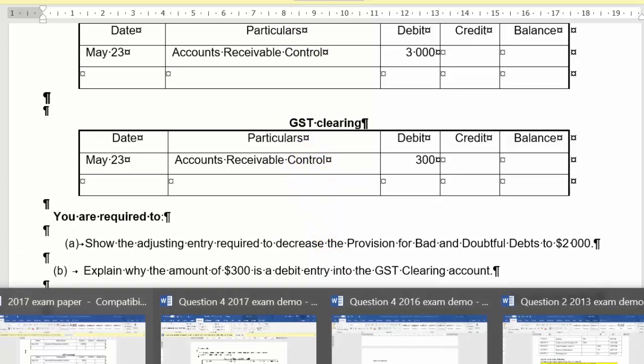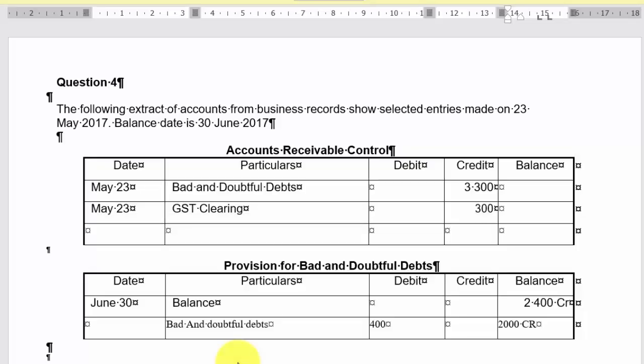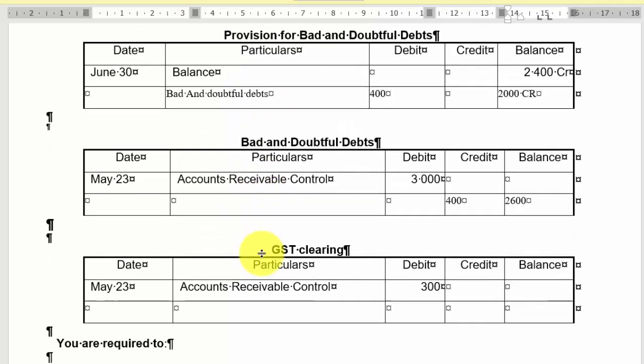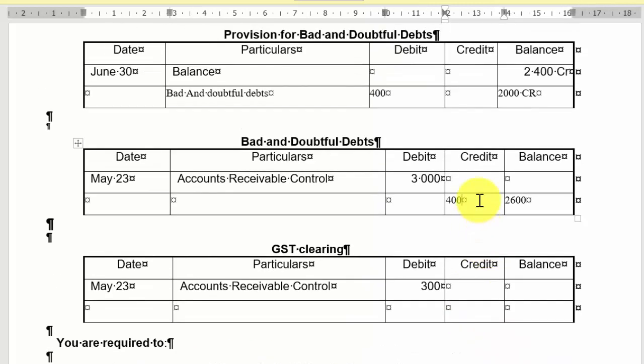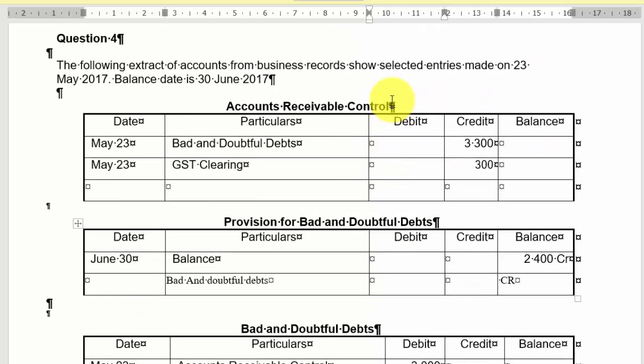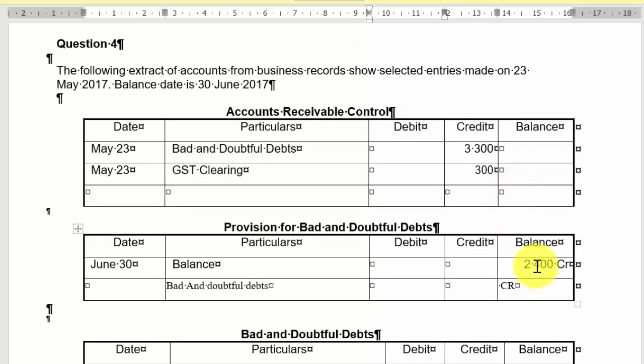Again, you've got information presented in T account format and columnar format. I'm going to continue with the columnar format situation. Decrease this amount, $2,400, down to $2,000. You can see it's a credit balance, therefore if you use your debits and credits logic, I must debit the provision for doubtful debts account by $400 to get it down to $2,000 here. So that's the quick way, the adjusting way that I'm going to show you.